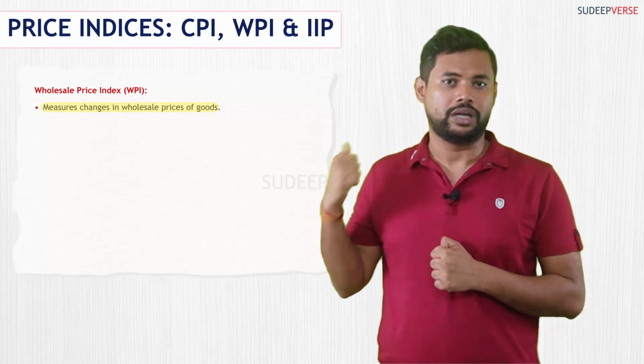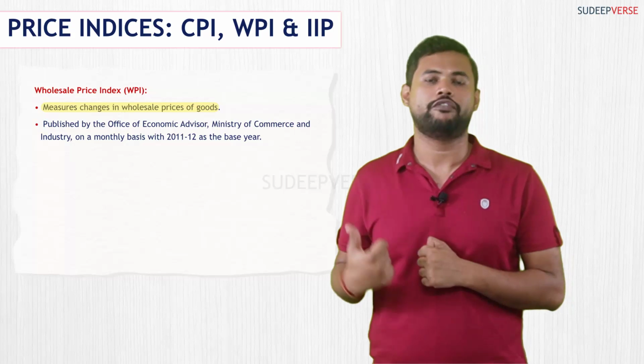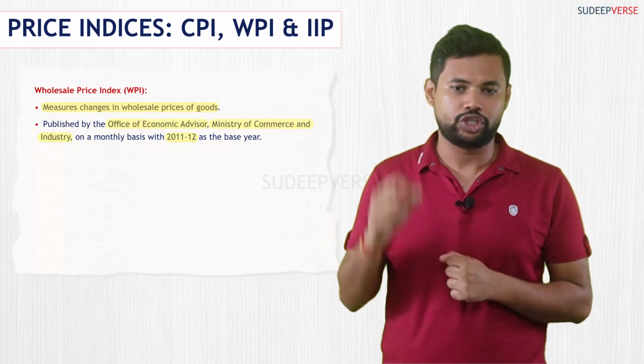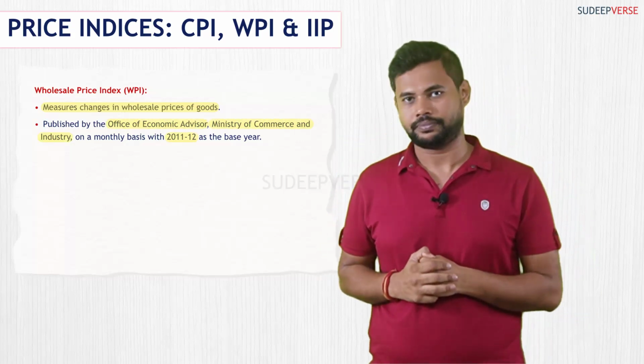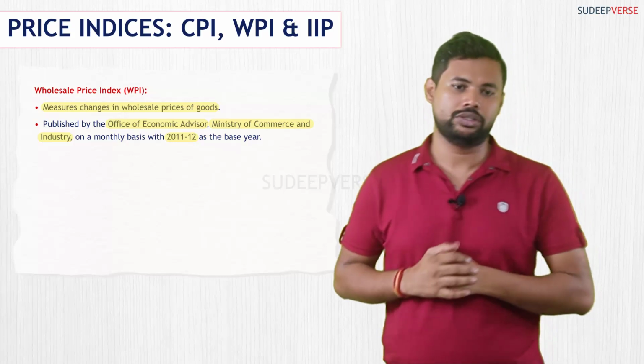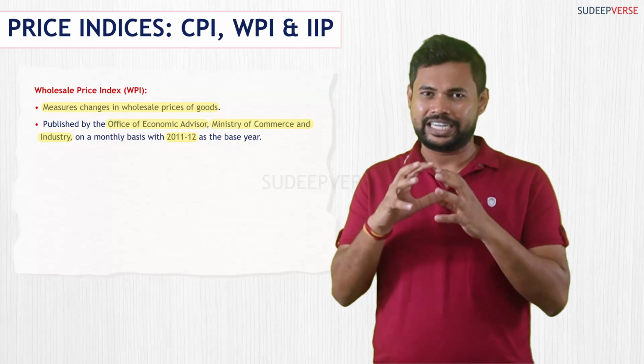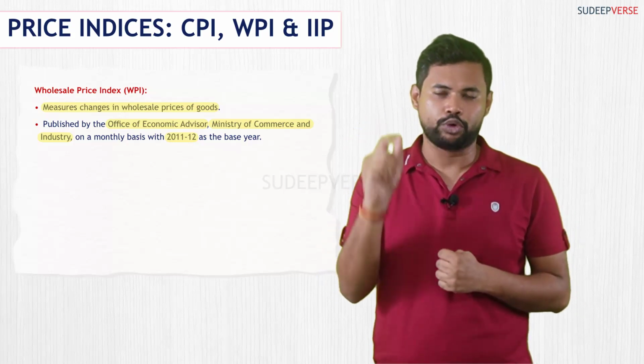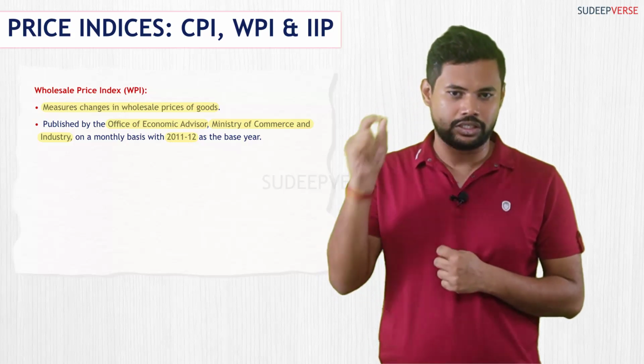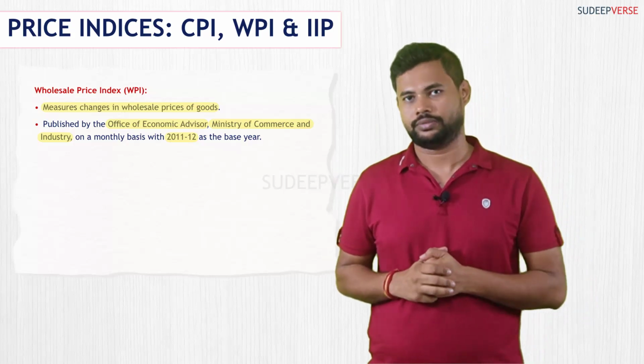This WPI is published by the Office of the Economic Adviser, Ministry of Commerce and Industry. It is published on a monthly basis. The base year is 2011-12. And it roughly indicates the Producer Price Index that is released by the Ministry of Commerce.